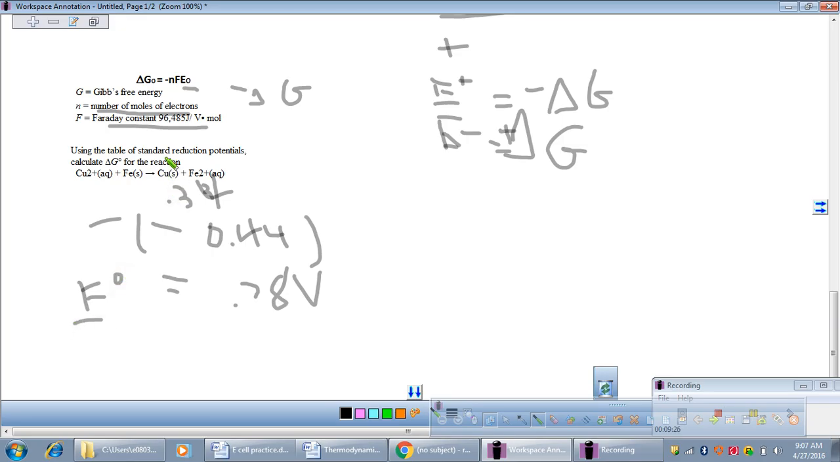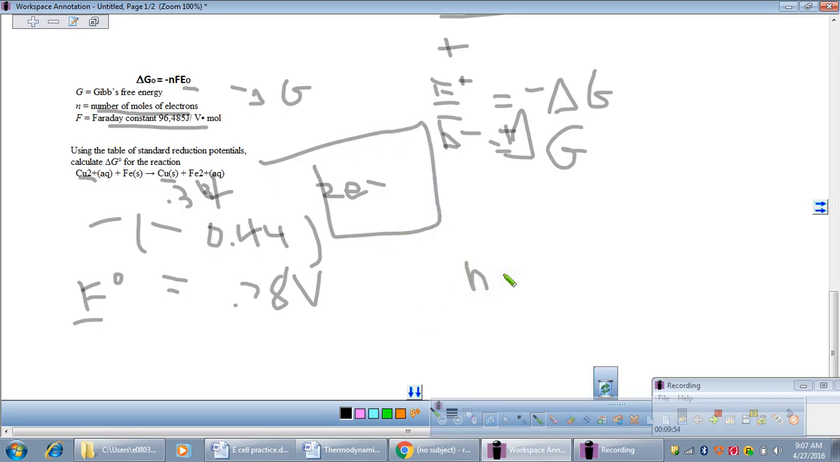All right. We need to figure out our moles of electrons. Well, that's just basically how many electrons you're transferring. Well, how many electrons does copper 2 gain to become solid copper? 2 electrons. And how many electrons does iron lose to become positive 2? It's 2 electrons as well. So our number for N is 2.